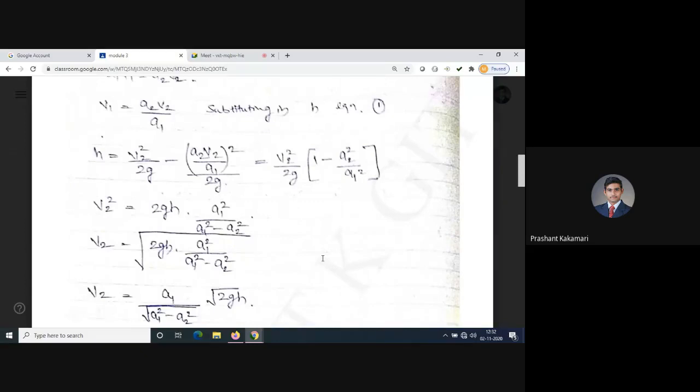So from this step, in the numerator we have V2 square as a common term and 2g in the denominator. Taking this V2 square divided by 2g as a common term, I can write it as V2 square by 2g into bracket. The first term will be 1 because the entire first term is taken out. 1 minus, we are left with A2 square divided by A1 square. We are left with 1 minus A2 square divided by A1 square.